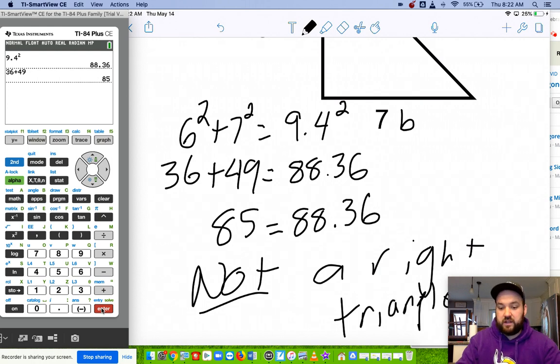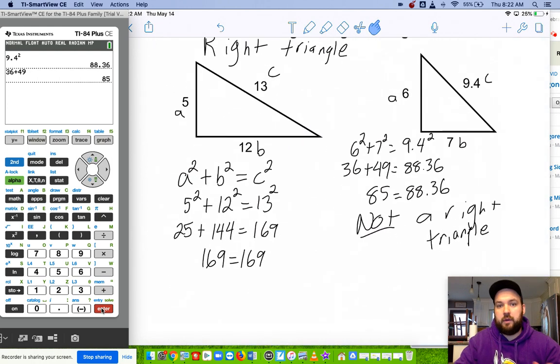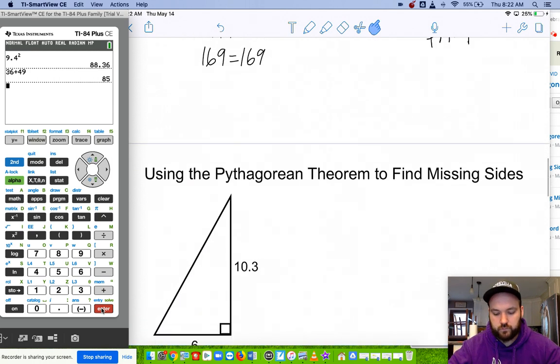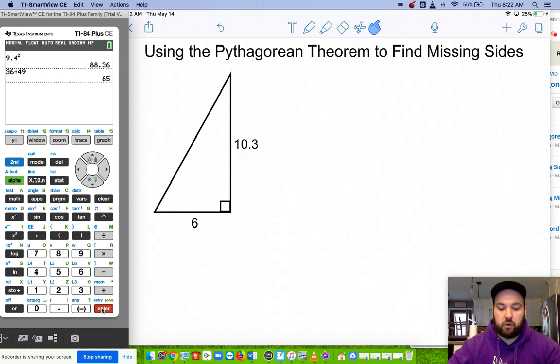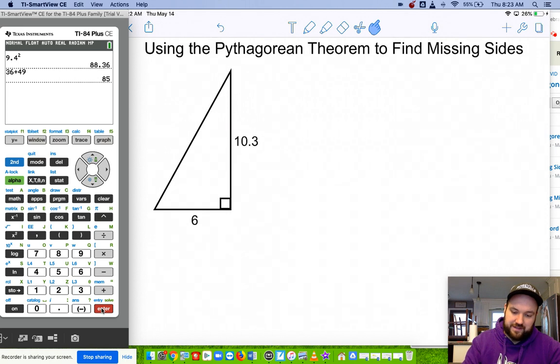That means it would either be acute or obtuse, and we're not going to talk about that. We're only going to focus on right triangles. So how can we use that same idea of the Pythagorean theorem to find a missing side length if I only have two? Now note here, this triangle is marked with the right triangle box. So we know that is a 90-degree angle. So now I know I can use a squared plus b squared equals c squared.